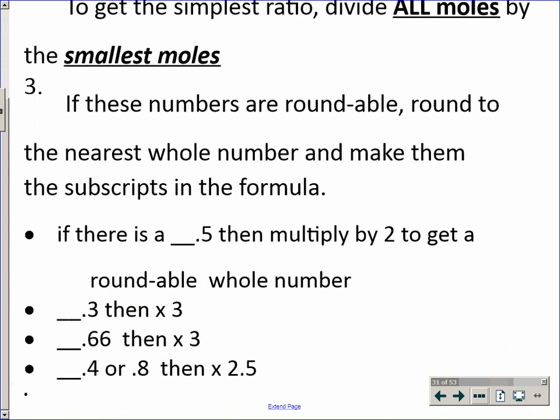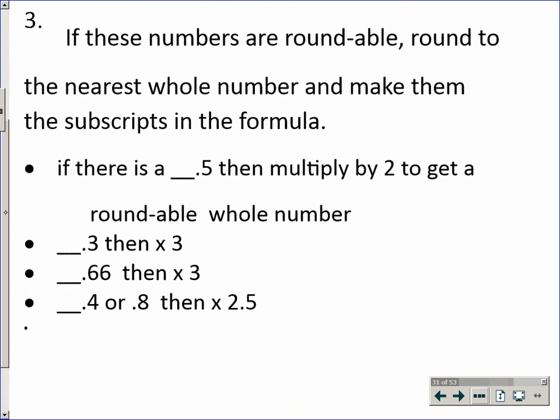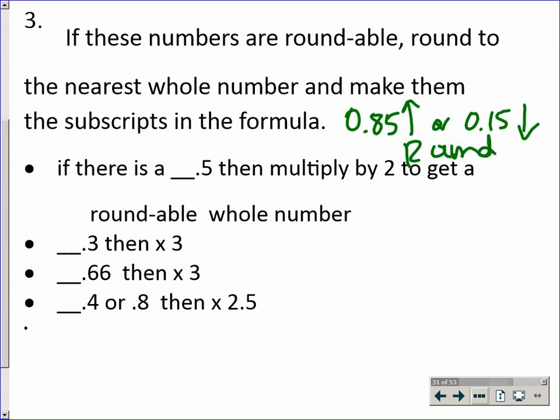They're kind of tricky, so I want to use those as an example as we go through today. If you have something that is 0.85 and up or 0.15 and down, you can round it to the closest number. So if it's like 2.15, what would I round that to? The 2. If it was 3.85, what would I round it to? 4. So that's what I'm talking about up here. But if you get like 2.5 or 1.5, you're not going to round that because that would be skewing our moles too much. So we would multiply everything by 2, and that's everything, not just the number that's the 0.5. You would multiply everything by that integer.